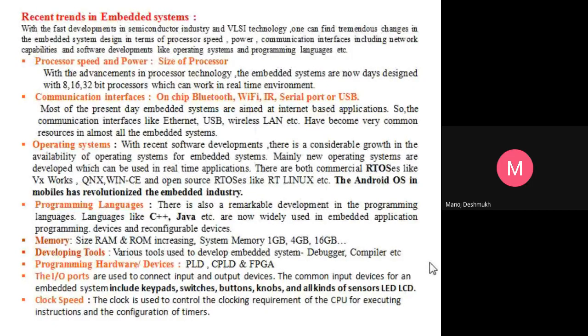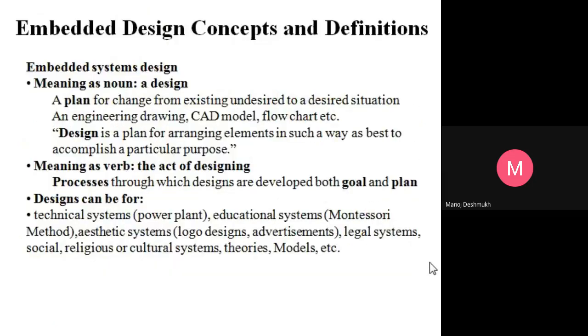Completed, sir. Okay, so after that we'll see the last point from this chapter, that is embedded design concepts and definitions. Some primary definitions we will see. What do you mean by design? Plan for designing, goal of design, and then achievement from design. Goal means requirements. These requirements need to be fulfilled, that is achieving the goal.